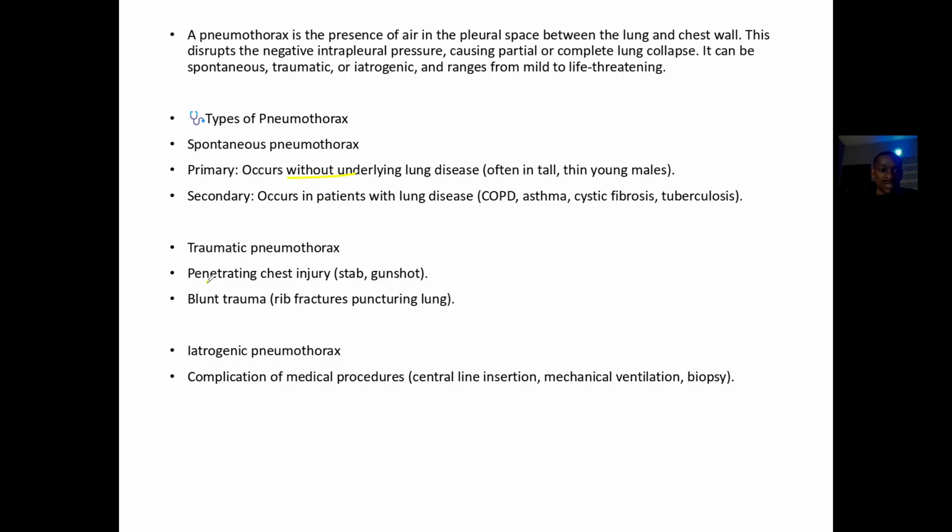That one, there's a penetrating chest injury, so there's a chest injury due to trauma, okay. Then blunt trauma, okay. Then we have the iatrogenic pneumothorax. Now, there's a complication of medical procedures, okay. It's due to all those medical procedure complications.